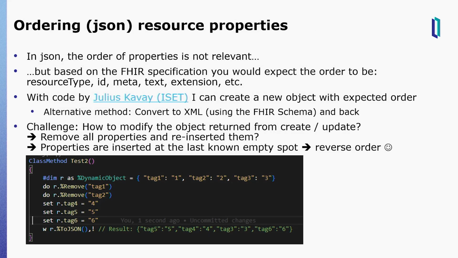Last, I had some fun with this. A question for the audience: if you use the default FHIR IRIS for Health FHIR repository and you insert an object, where will you find the ID property?